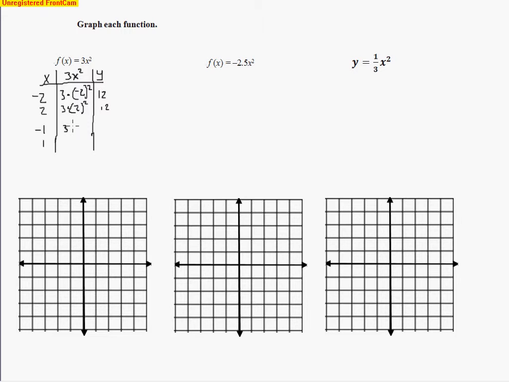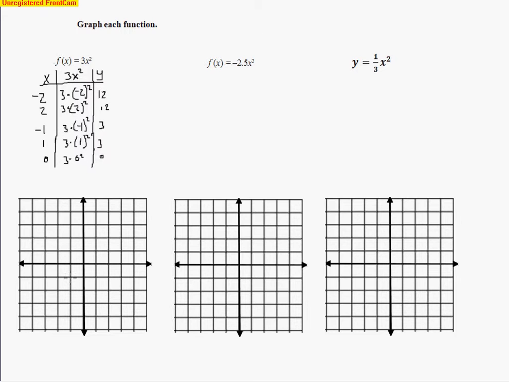So when we plug in -1 for x, we square it, we get +1. Times 3 gives me 3. So same thing with a +1. 1 squared makes 1 times 3 makes 3. And then 0, well, that's just going to cancel out the 3, and that makes 0. So when I plot this, I go over 2 spaces to the left, up 12. Well, I can't quite get there, but I know it's going to be way up in this region here.